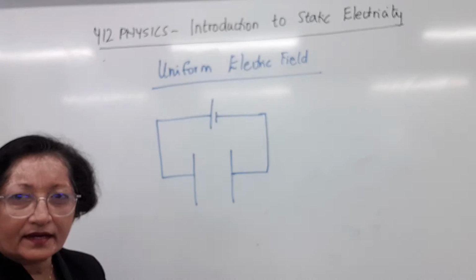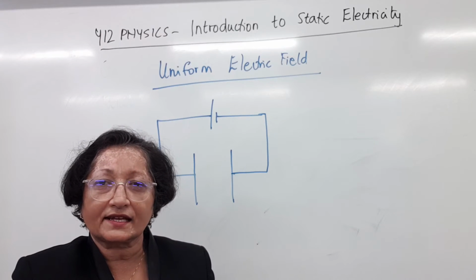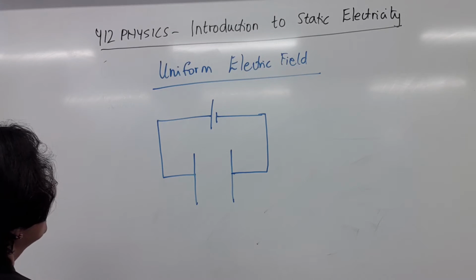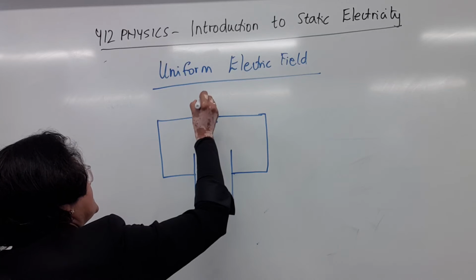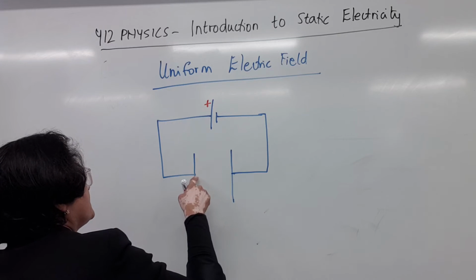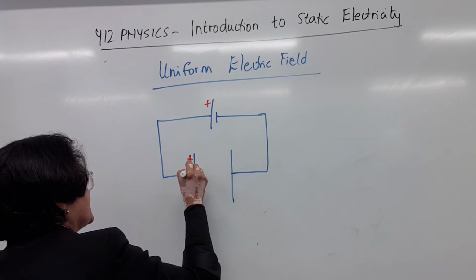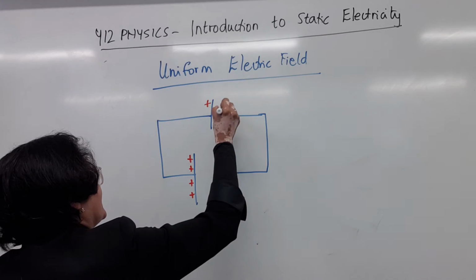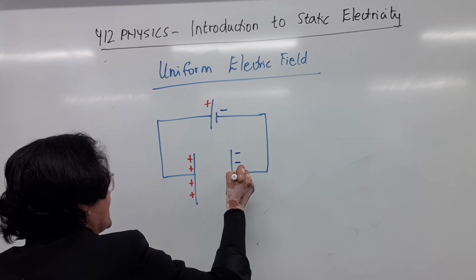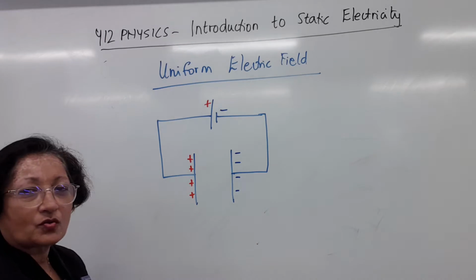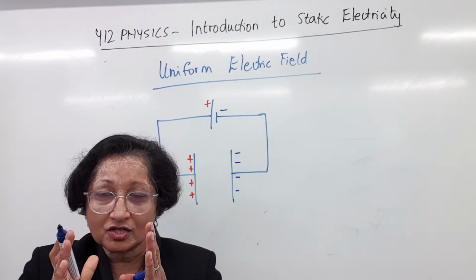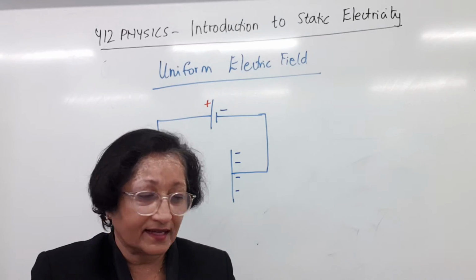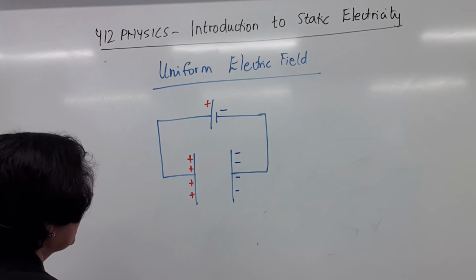parallel to each other, and each metal plate is connected to the terminals of electric supply. So, you know, the long line represents the positive terminal. So whichever plate is connected to the positive terminal is going to get positively charged, and whichever plate is connected to the negative terminal is going to get negatively charged. So when you have two plates parallel to each other with opposite charges, you have between the two plates what we call a uniform electric field.